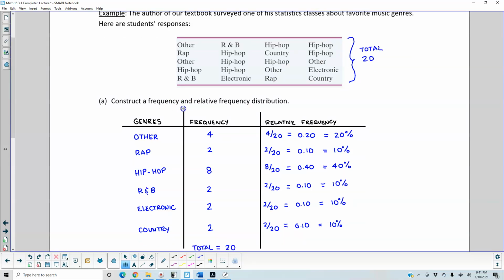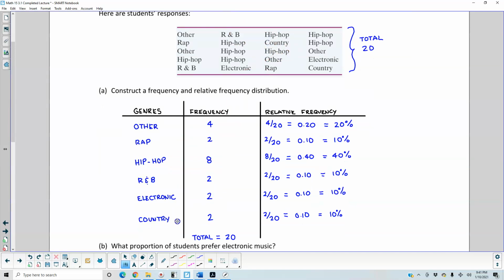Now we want to construct a frequency and a relative frequency distribution. For the genre of other, we notice that there are 4 for the frequency. For rap, we see that there are 2. For hip hop, we have 8 listed there. For R&B, we have 2. For electronic, we have 2. And for country, we have 2. So when we add up the total frequency, we get 20.